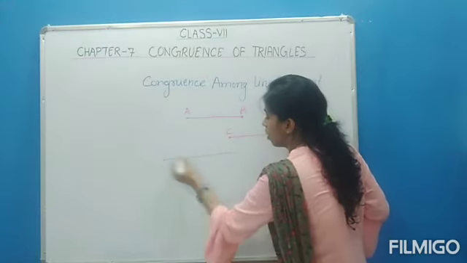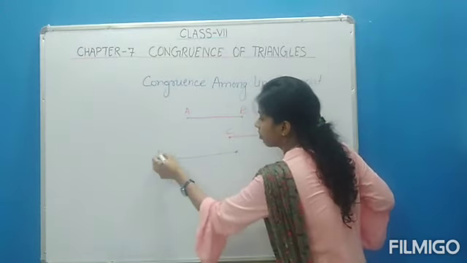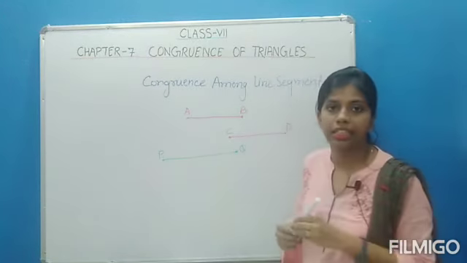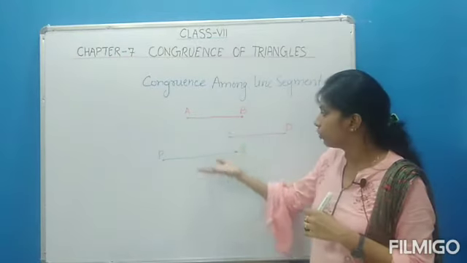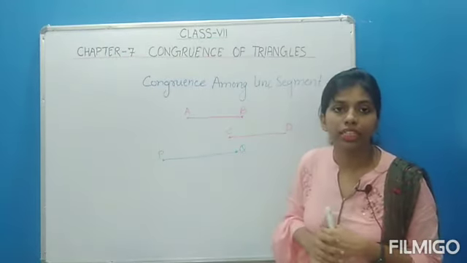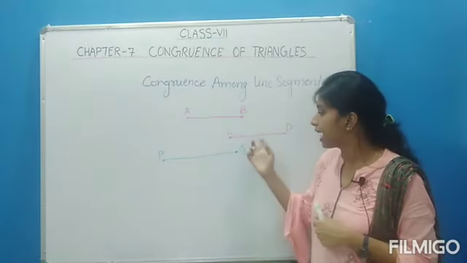This is one more line segment. Suppose the name of this line segment is PQ. Now how do we know which ones are congruent to each other? Here we have three line segments.